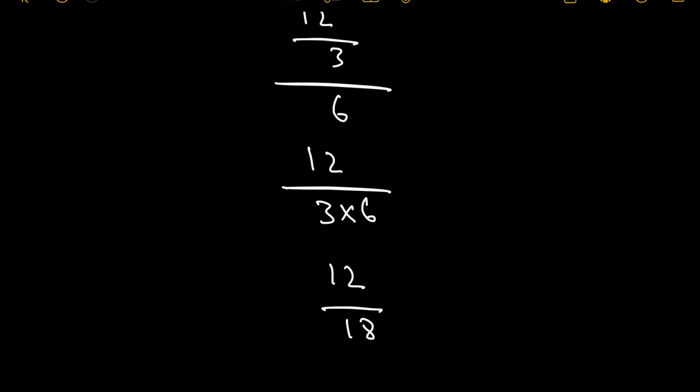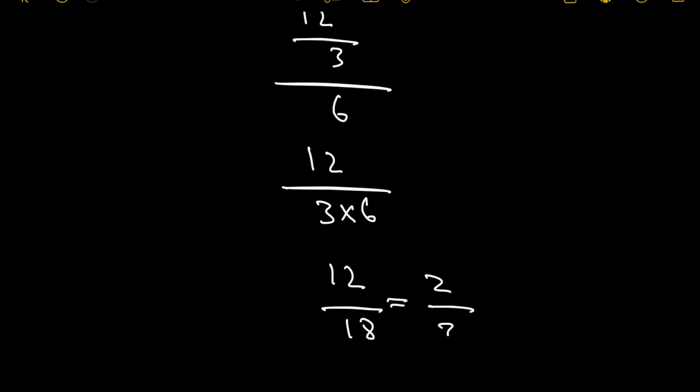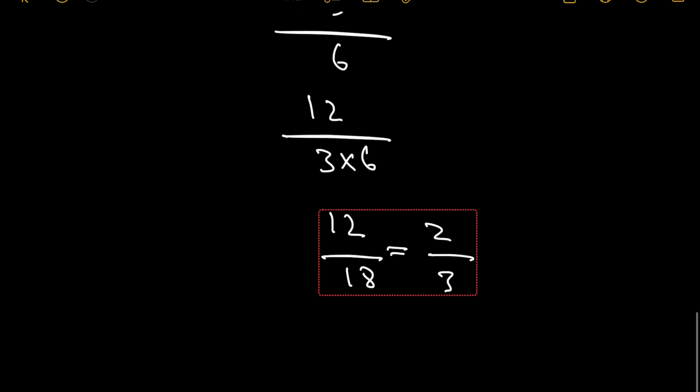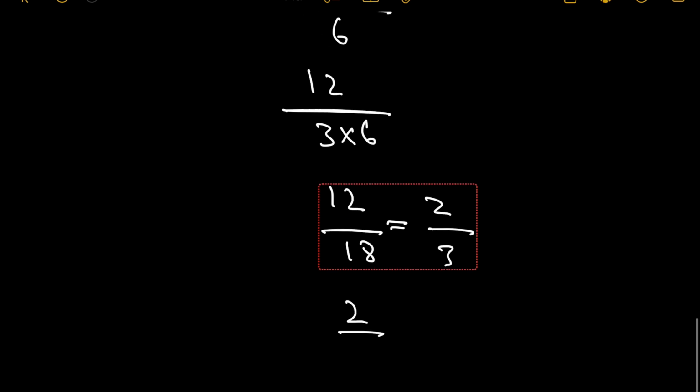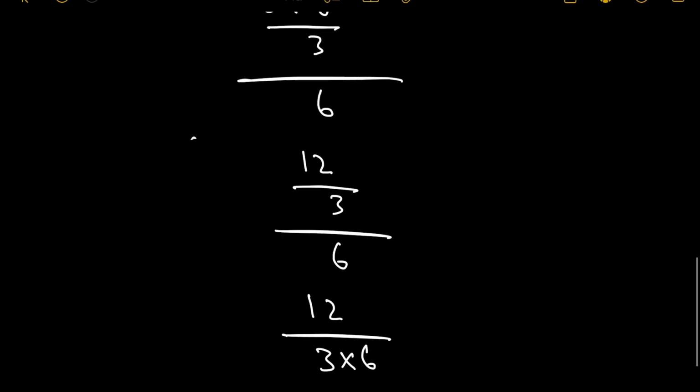12 divided by 18: when we simplify, the 6 table goes 2 times into 12 and 3 times into 18. So when we simplify, we get 2 over 3, and we get the answer 0.667. This is the final answer of this question.